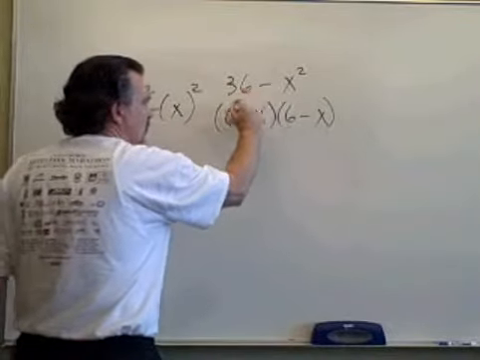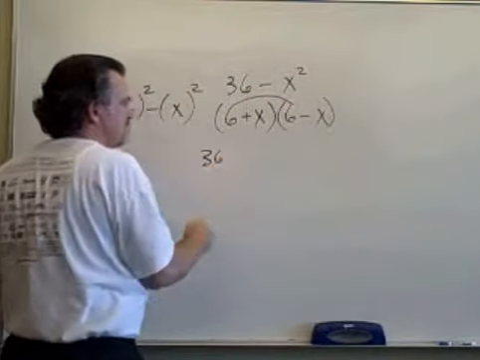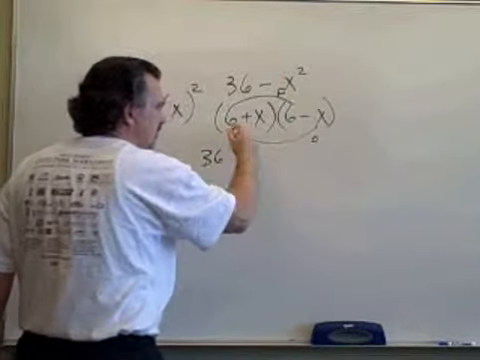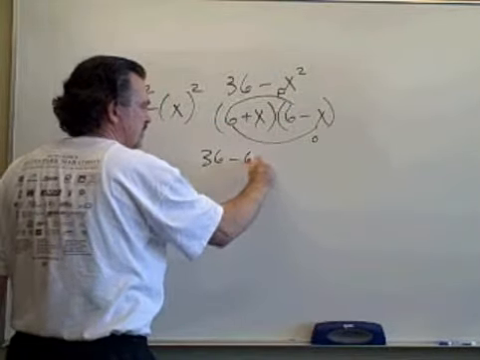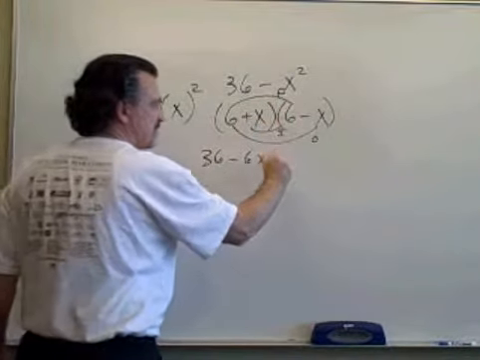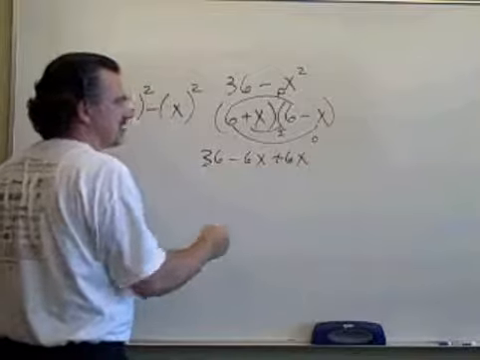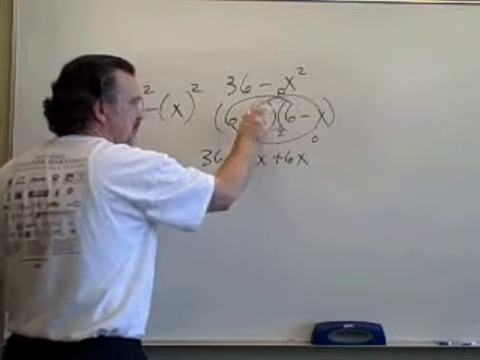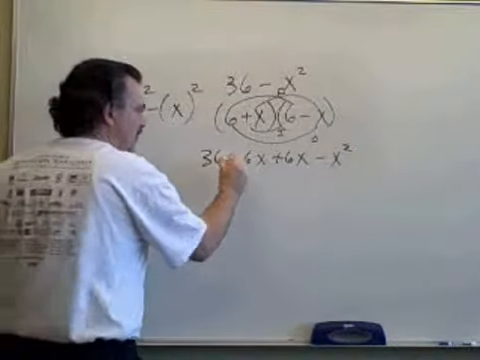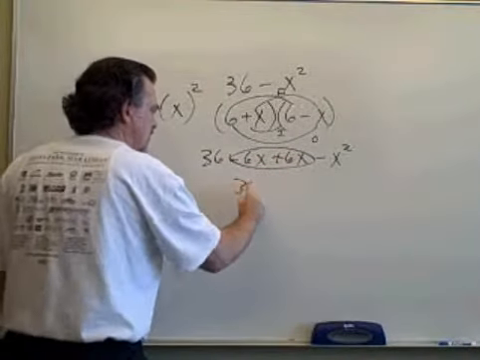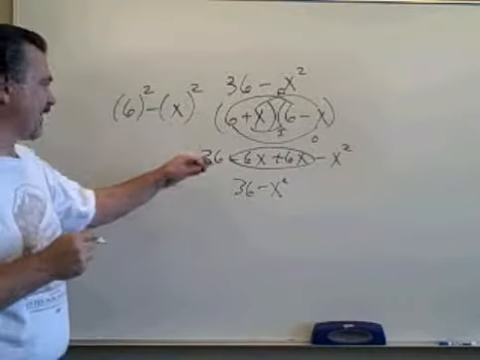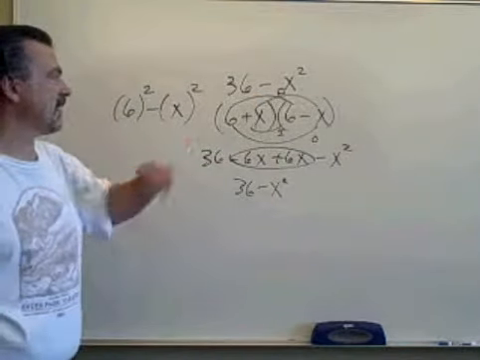The F of FOIL would be 6 times 6, which is 36. The O of FOIL would be 6 times minus x, which is minus 6x. The I of FOIL would be plus x times 6, which is plus 6x. And the L of FOIL would be plus x times minus x, which is minus x squared. Those terms combine to 0, giving us exactly the binomial we started with. So that is the correct factorization of that binomial.